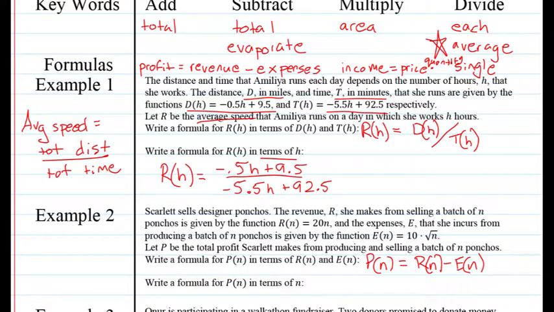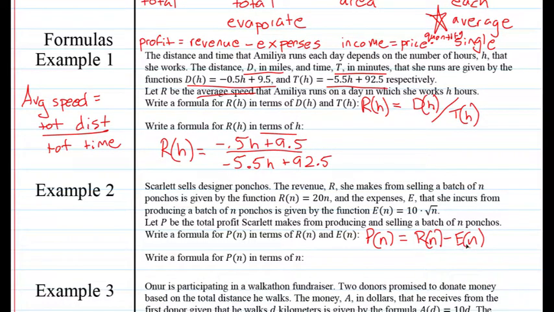So yeah, this is just our formula up here, right? Revenue minus expenses. Rn stands for revenue. En stands for expenses. So revenue minus expenses. Perfect. Well said, Gio.